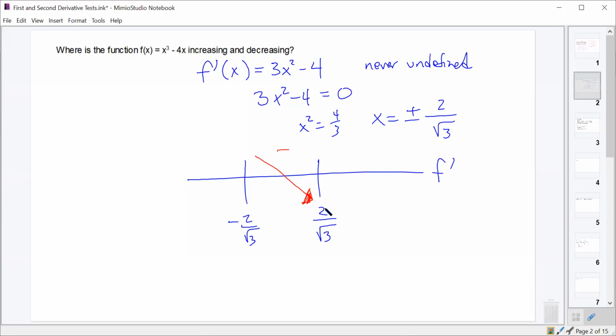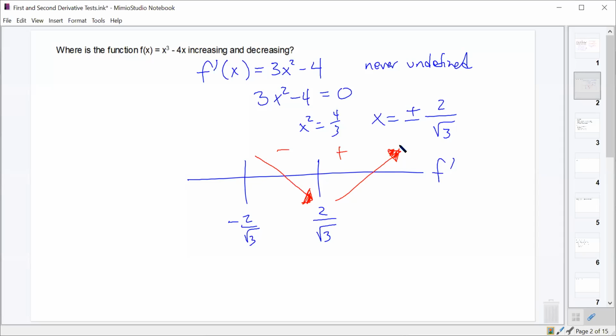Good. Okay. Plug in something more than 2 over root 3. Now, that should be pretty easy to figure out. You don't need something really close to 2 over root 3. You just need any number that's more than that. So I'm going to pick like 1,000,000. If I take 1,000,000 and square it and multiply by 3 and then subtract 4, I ought to get a positive number, right? Which tells us that this function is increasing. Everybody agree with that?